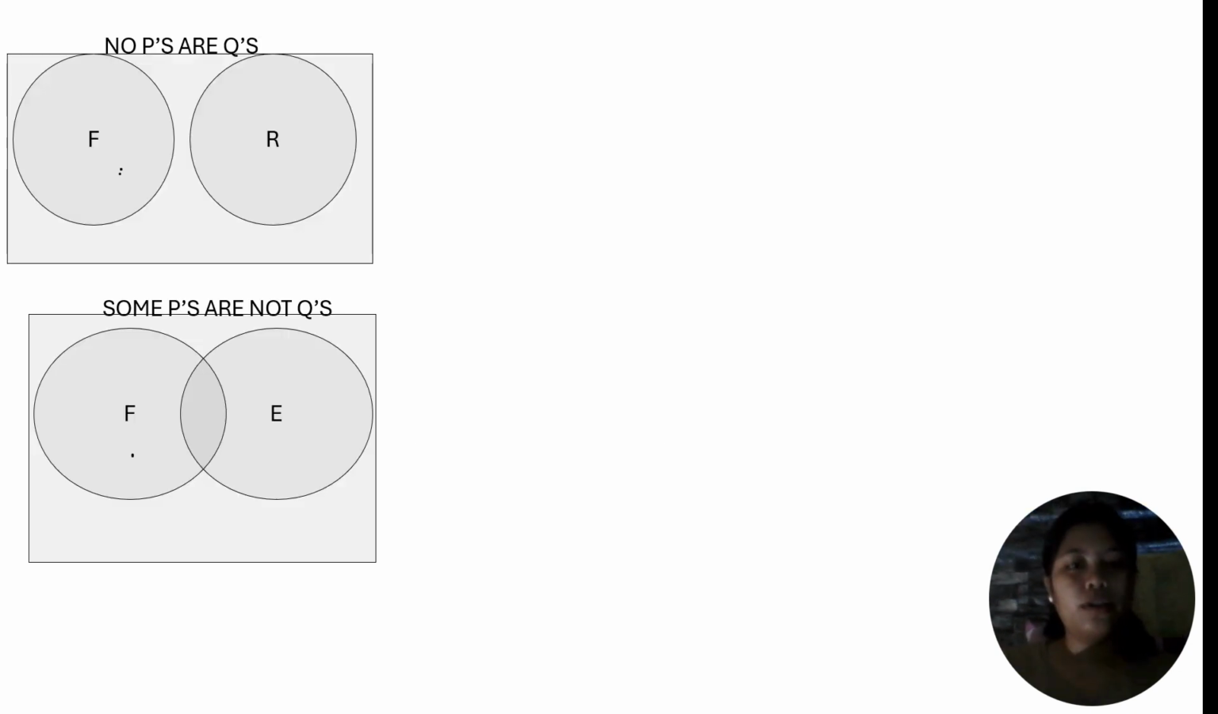We have another example of Euler diagram. No P's are Q's. As you can see, we have two separate circles. We have an argument: no football players are rugby players.